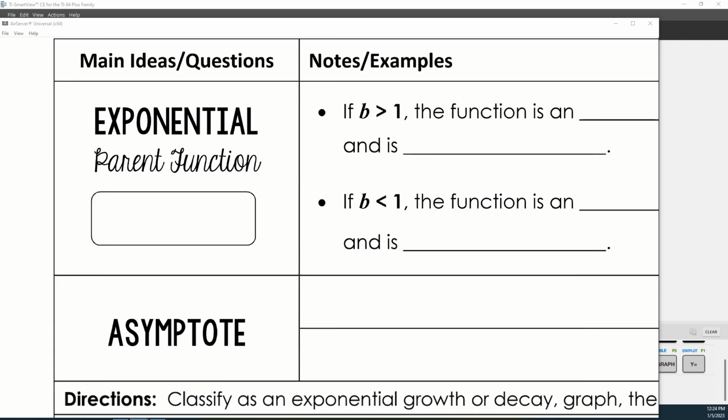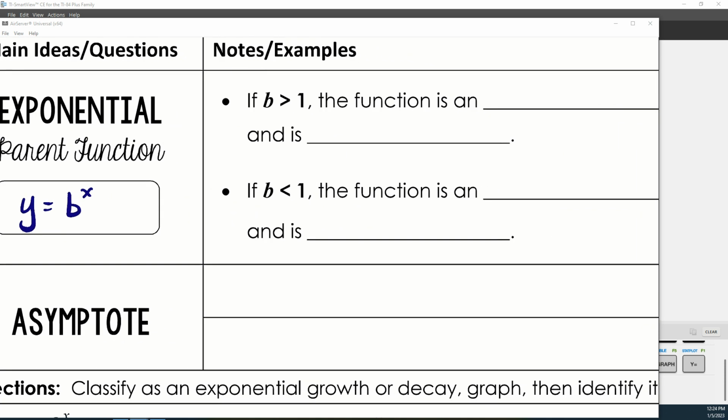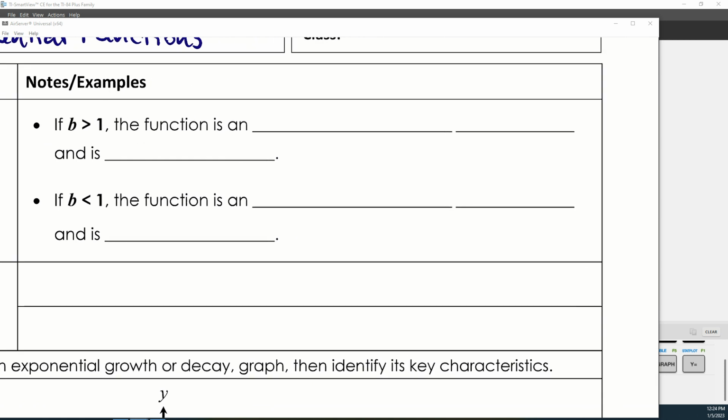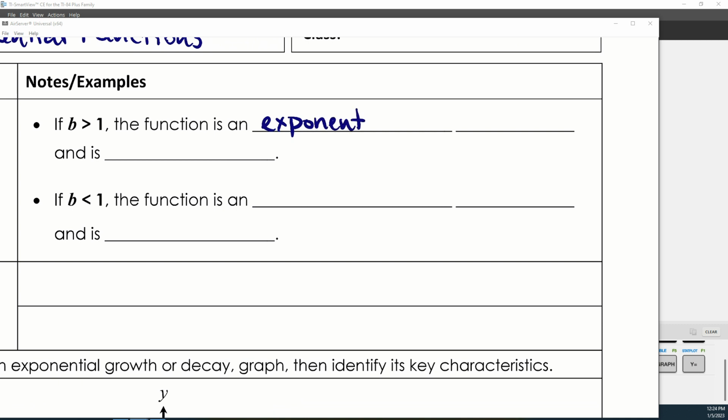The parent function is y equals b raised to the x, where b is going to be a number that's called the base. That's probably why they use b, for base. And if that base is greater than 1, then the function is exponential growth, and it's going to be increasing everywhere.